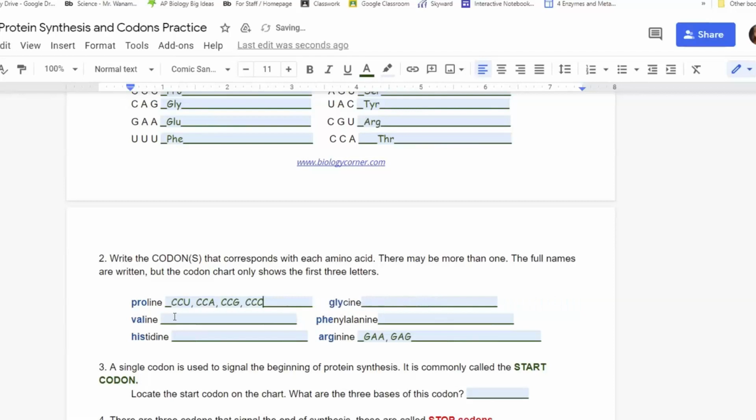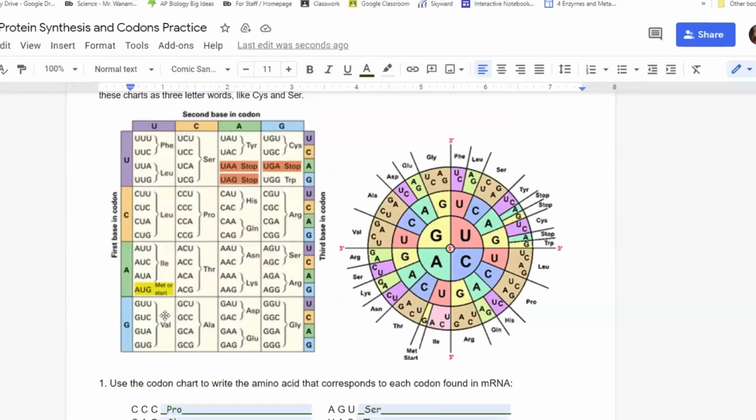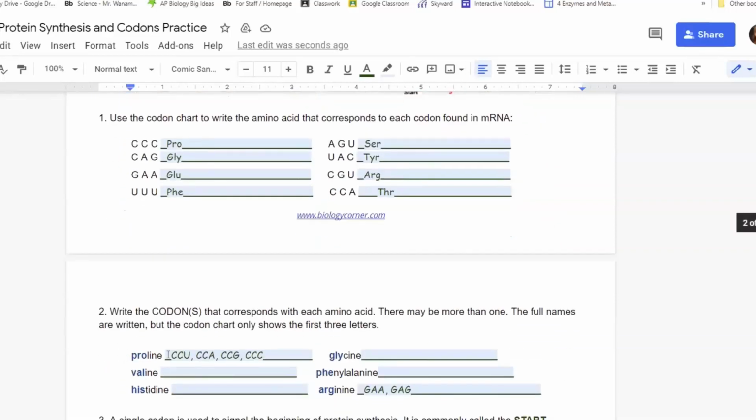Okay, boys, did you get valine? Let's see if you guys agree with each other. Lee, what'd you get? I had GUU, GUC, GUA, and GUG. Okay, Jack, did you agree with that? Yeah, I got the same thing. Okay, so again, that one, any fourth letter works. The Wobble Effect.